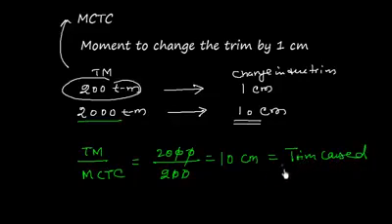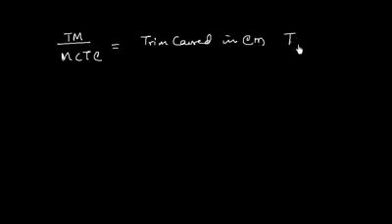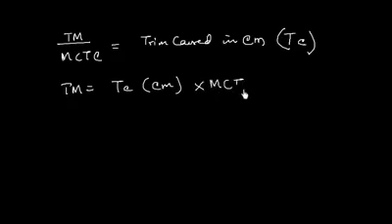And this is a pretty useful relationship. Let me put it this way again. The trimming moment divided by MCTC is nothing but the change of trim in centimeter, or simply I can write it like this, TC. So TC, or change of trim, can be obtained by dividing the total trimming moment by the moment to change the trim by 1 centimeter, or simply the trimming moment is going to be TC in centimeter multiplied by MCTC.